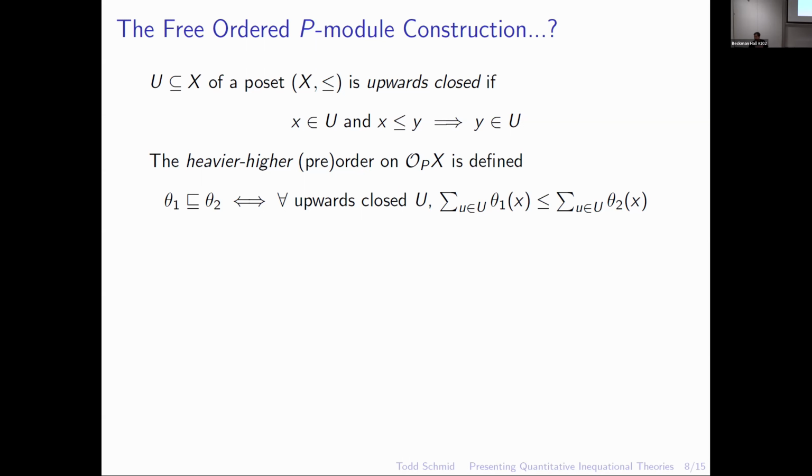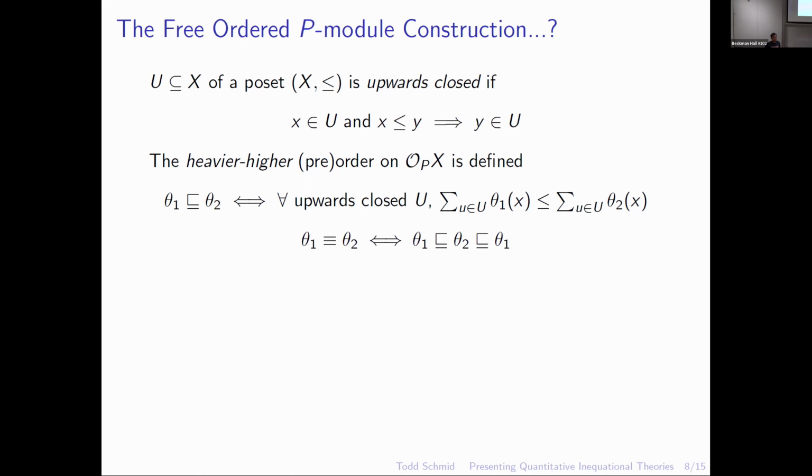You have u where you have x. Yes, sorry, these two x's should be the same. I think I had x and u. Anyways, sorry. Another way to write it would be theta 2 of big U is greater than or equal to theta 1 of big U.